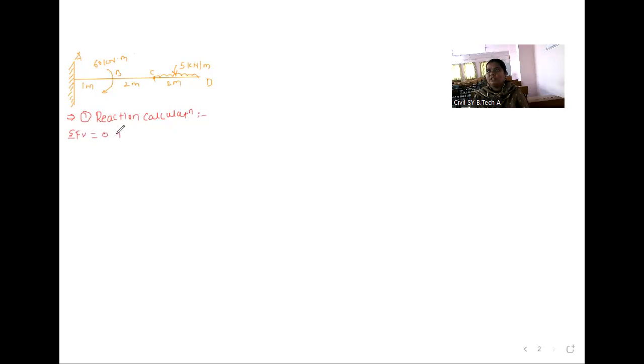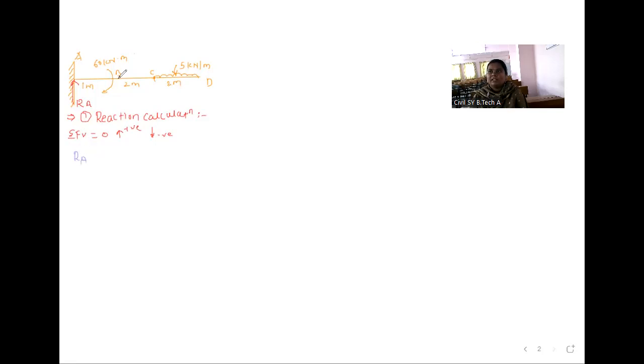Upward forces we will consider positive, downward forces we will consider negative. Here one end is fixed, so a reaction will be there, which we will call RA. And one moment will be there. So according to this sign convention, tell me, summation of FV equal to zero, which forces will we consider here? First, this RA going upward, so positive RA.